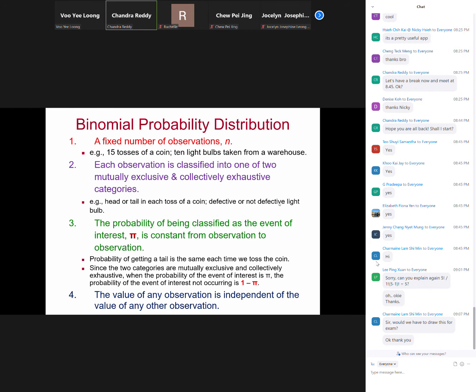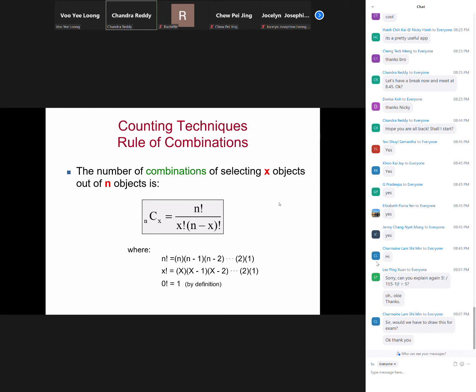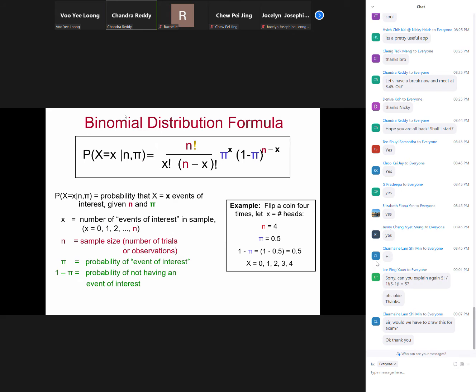Then what is the formula to calculate the binomial distribution? The formula is simply nCx multiplied by probability to the power of x, and 1 minus probability to the power of n minus x. I'm just revising this to make sure that your concepts are reinforced.